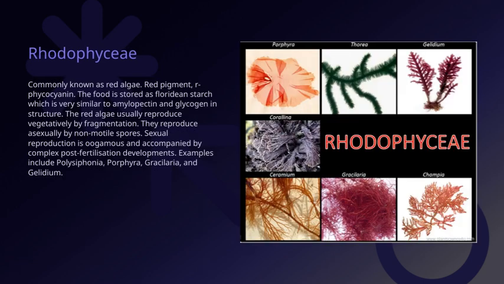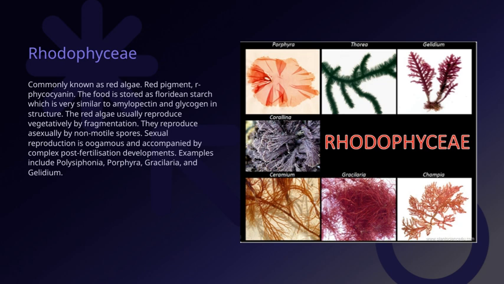Let's talk about Rhodophyceae, commonly known as red algae. These fascinating organisms are well known for their distinctive red pigment, r-phycoerythrin, which gives them their characteristic color. One interesting aspect is how they store food, primarily as Floridean starch, which closely resembles amylopectin and glycogen in structure. This similarity helps them efficiently manage their energy reserves.